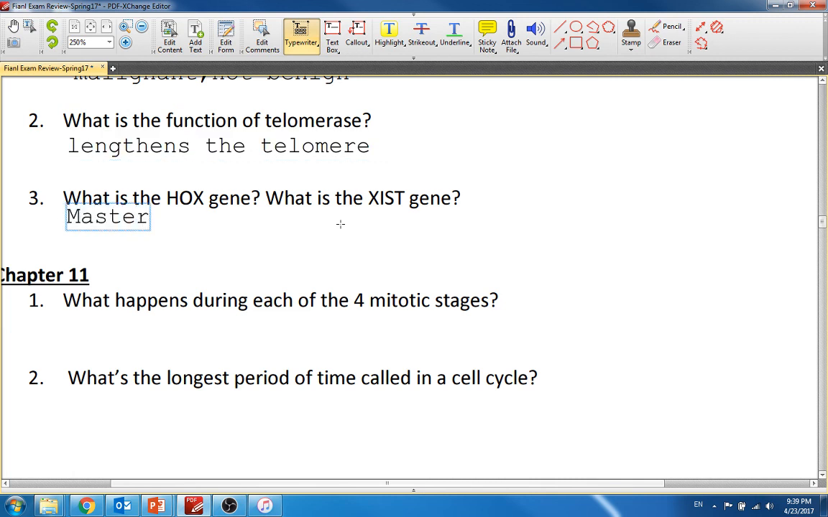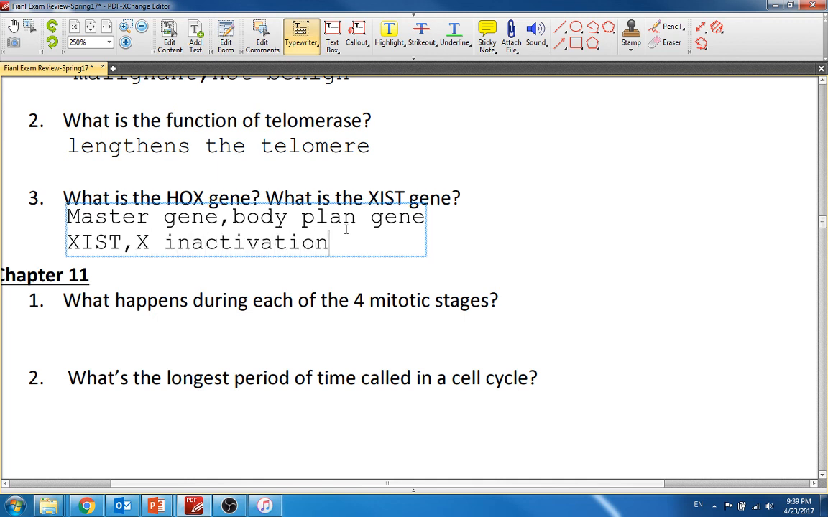Number 3, what is the Hox gene and what is the Xist gene? Hox gene is a master gene. This gene controls the body planning. Basically, it tells the cell when to produce a body structure, how many parts that structure should be produced, etc.